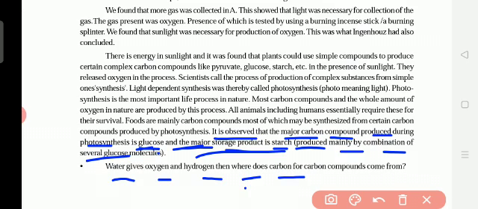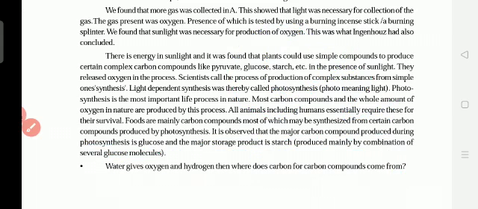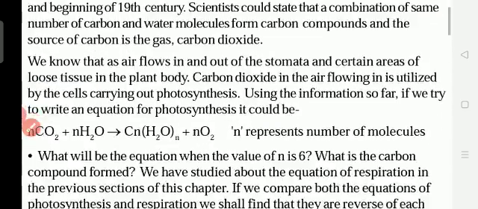Where do carbon compounds come from? Plants prepare the food with the help of the carbon dioxide and water. So from where does this carbon dioxide come from? For the plants, we know very well, we breathe out carbon dioxide. So that carbon dioxide is used in the photosynthesis, in the preparation of the food for the plant. So carbon dioxide is what? CO2. So carbon is present. In this way plants get the carbon to prepare the glucose.